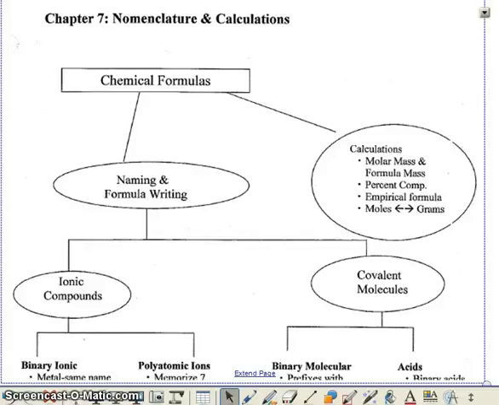This podcast is an introduction into writing formulas and writing the names of compounds. So for our chapter, chapter 7 in our text, the topic today, we will only focus on one thing, and that is naming ionic compounds. We will not do covalently bonded molecules, and we won't do any calculations this morning.